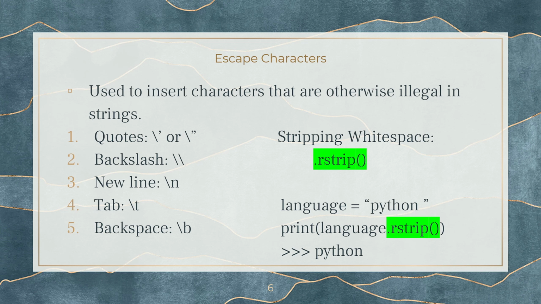Some of the most important escape characters in Python include quotes, which you can have using a backslash and a single quote, or a backslash and a double quote, depending on which quote you want to perform. The backslash, which is two backslashes. The newline escape code, which is a backslash and an N. This basically moves whatever you're printing to the next line. A tab, which adds a tab, is a backslash and a T, and the backspace itself is a backslash and a B.